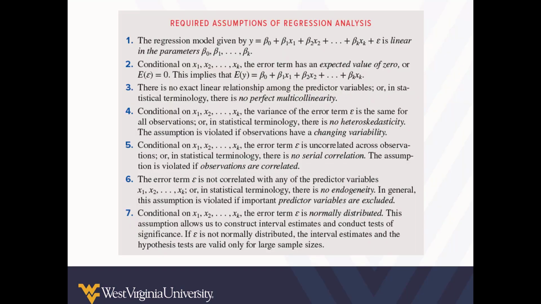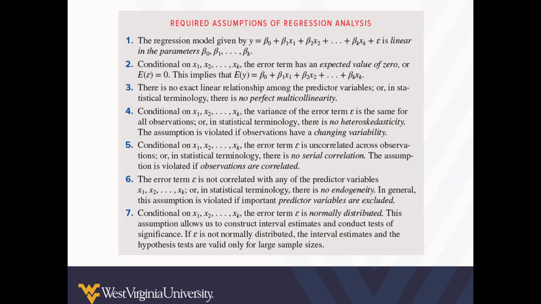So our 7 core assumptions are that the betas in the model have a linear relationship to the dependent variable. The second assumption is that the expected value of the error term is 0. If we summed all of the values for the error term, we would expect the sum of those values to be 0. Our third assumption is that none of the predictor variables is perfectly related.